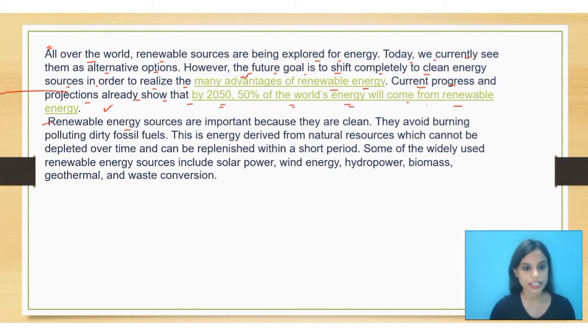Now, renewable energy sources are important because they are, first of all, clean. They avoid burning the polluting, dirty fossil fuels. This is energy derived from natural resources which cannot be depleted over time and can be replenished within a short period. Some of the widely used renewable energy sources include solar power, wind energy, hydropower, biomass, geothermal, and waste conversion. You can give these examples. Very good examples are mentioned over here.